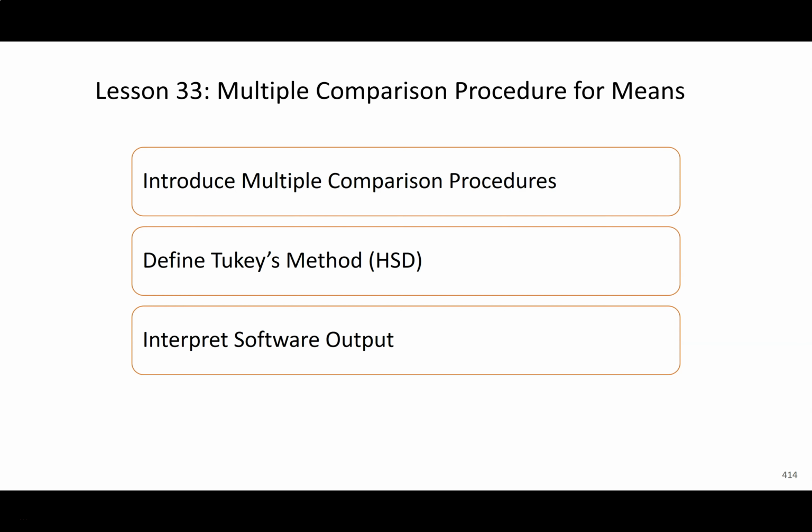Here we are at lesson 33, multiple comparison procedure for means. Just know that we're going to go through Tukey's method, but that is just one of many potential options that you have. And the whole idea is, in lessons 31 and 32, we asked, hey, is at least one of these means different? We say yes. This is the follow-up. Okay, well, which ones are different?